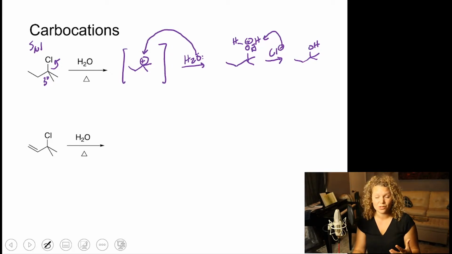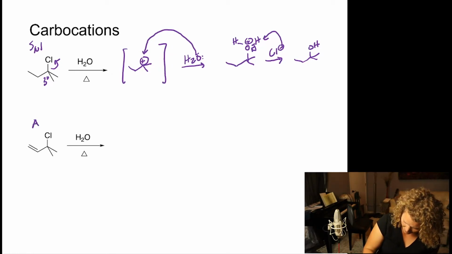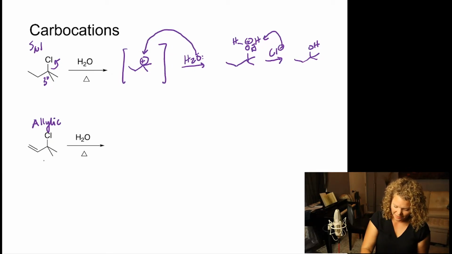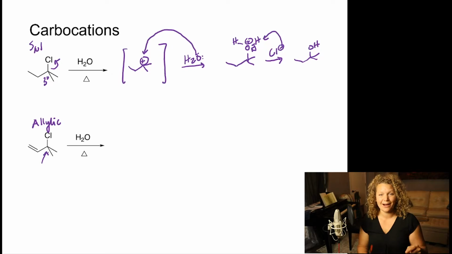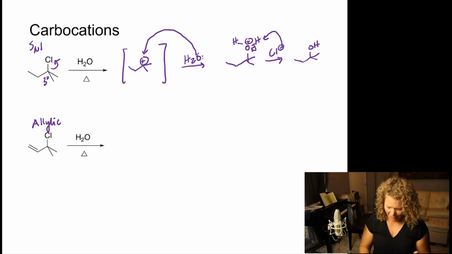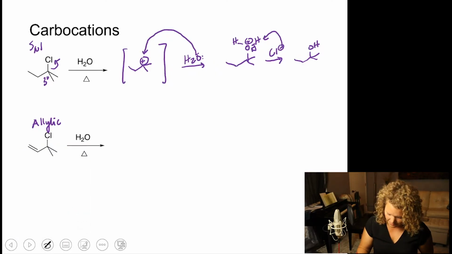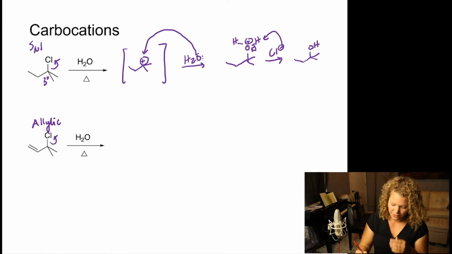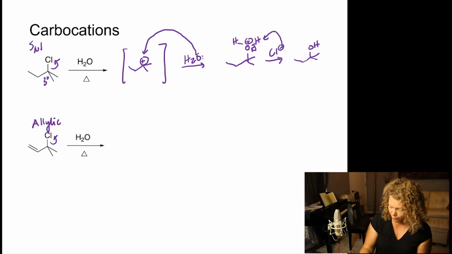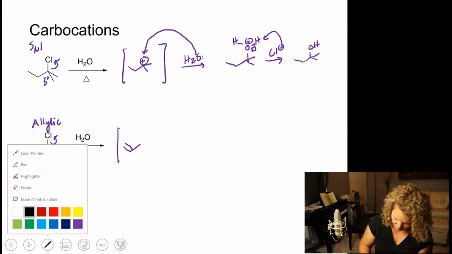What I want to do now is look at what we would call an allylic chloride. So here we know that this position is our allylic position, right? That's what we just talked about. Now let's look at what happens when we do an SN1 reaction with this type of system. Again, our first step here is loss of our leaving group. We're going to form an allylic carbocation here.